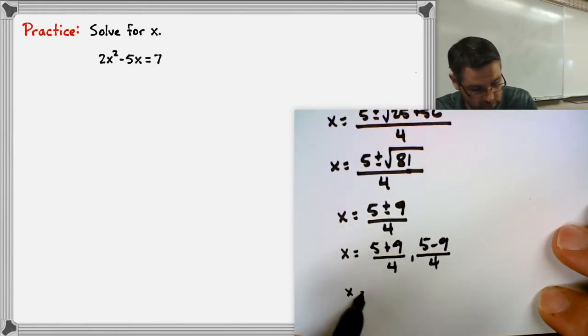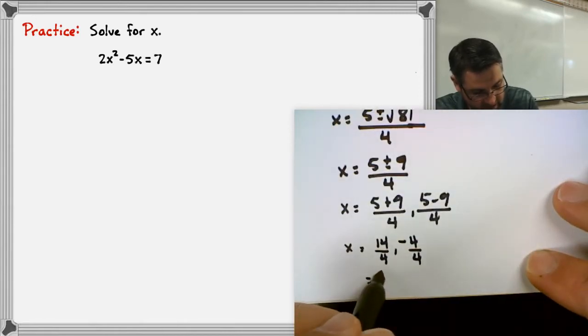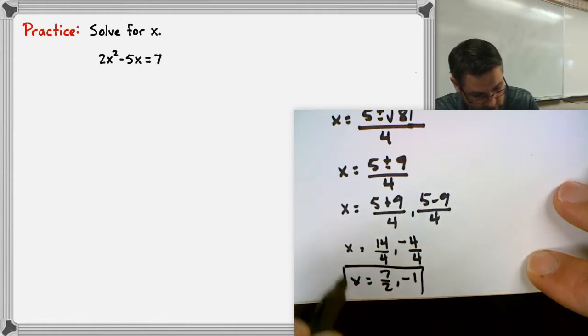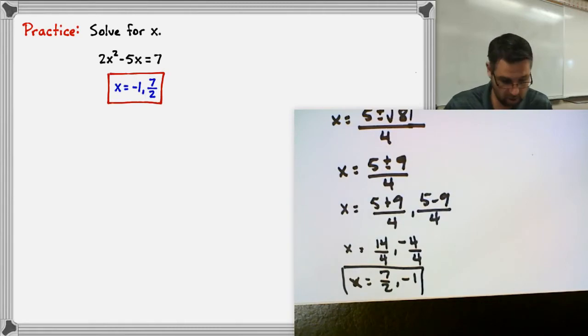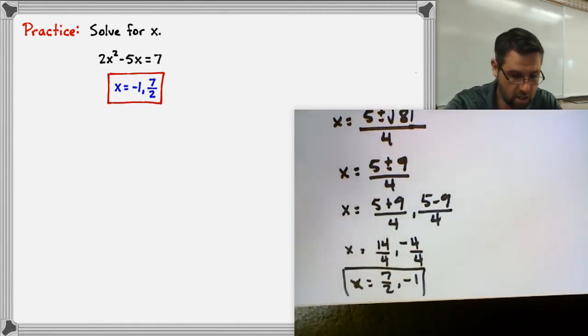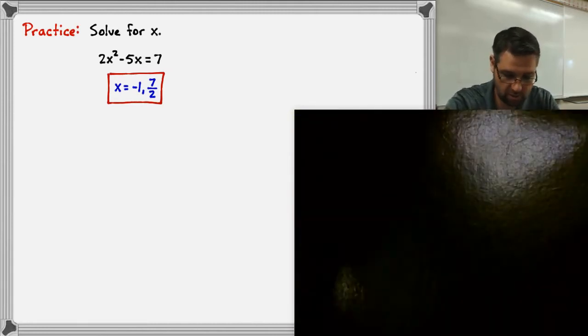So x equals 14 over 4 and negative 4 over 4. Or we can say, simplifying that, 7 over 2 and negative 1 as our solutions. Okay, so that's how we do that problem. Let me just double check to make sure we are right. And we are. So that means I'm doing something right. Hopefully you are doing something right.